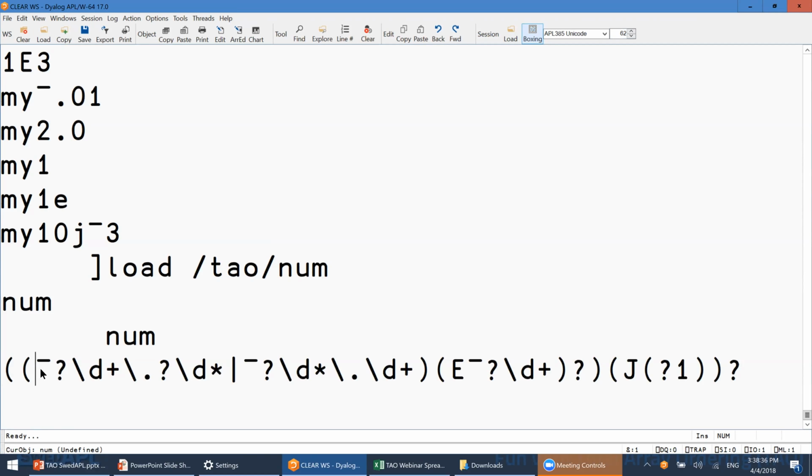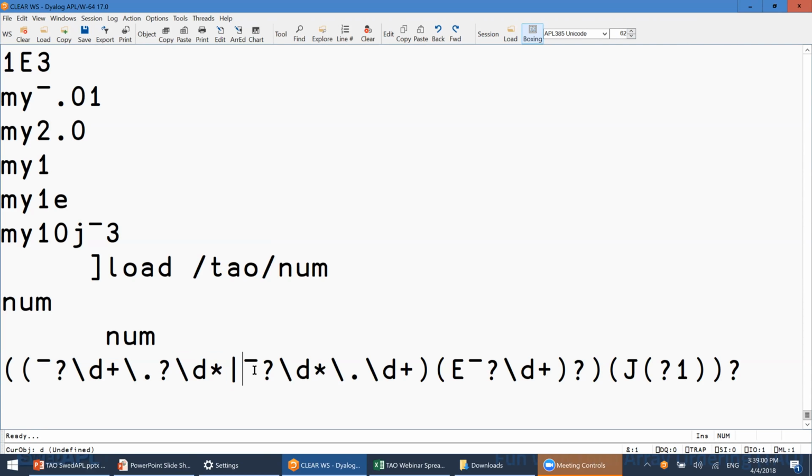But we start off over here. A number begins with an optional negative sign. Then it has one or more digits. So that's what this means. Is a \d is digits, and plus means one or more of them. Then we have a period, which is optional. And then after the period, we have 0 or more. That means it's optional. More digits.